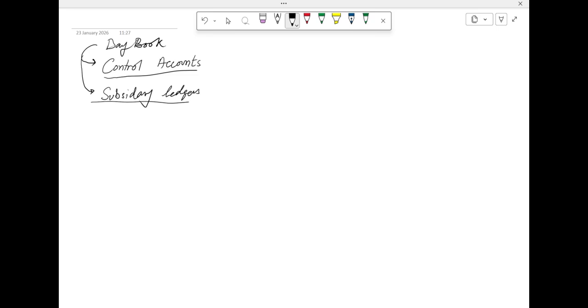So let me start with the daybooks first. You must have heard of the books of prime entry. One is the sales daybook. I'll keep it simple and I'll call it date, and the name of the client or the customer, and then the gross figure, and the VAT amount and the net amount.